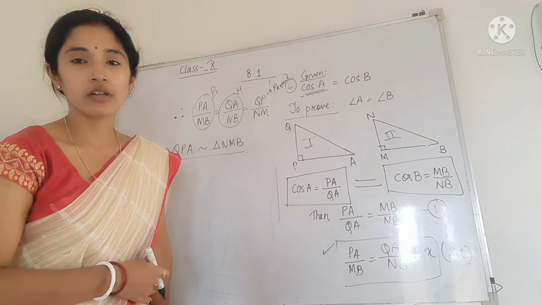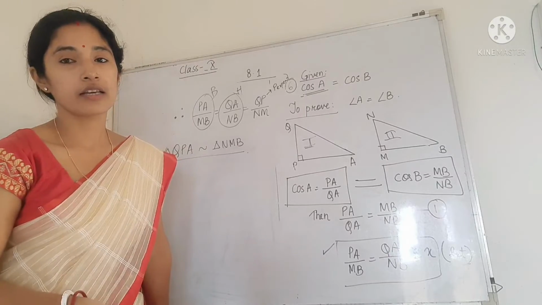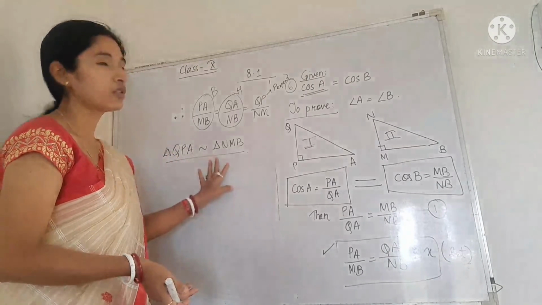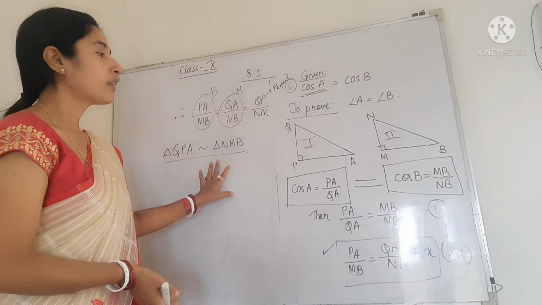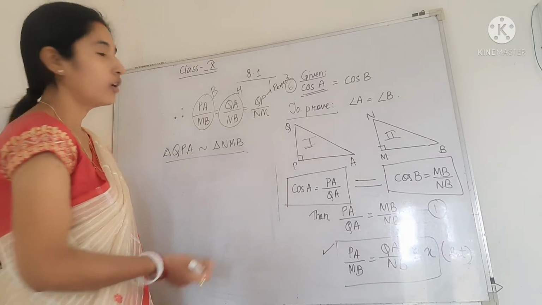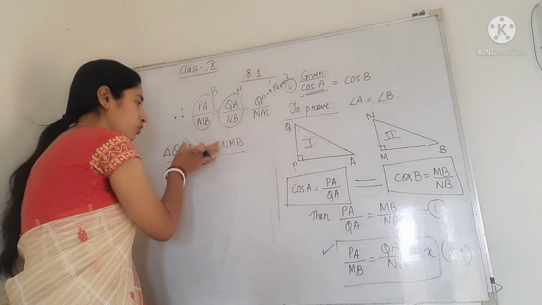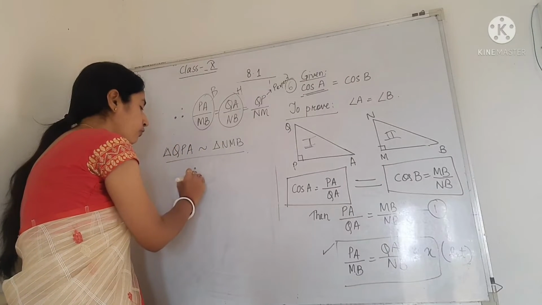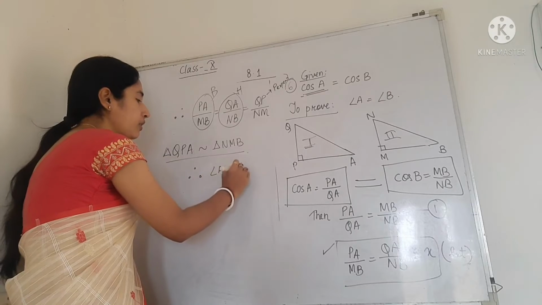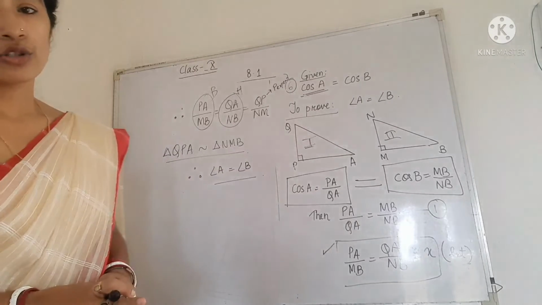Already we have studied in triangles that if the ratio of the sides of two triangles are equal, then the triangles are similar. So these two triangles are similar. That means we can say that the angles are also equal. So by this reason, we can say therefore the value of angle A will be equal to the value of angle B. Hence, the question is proved.